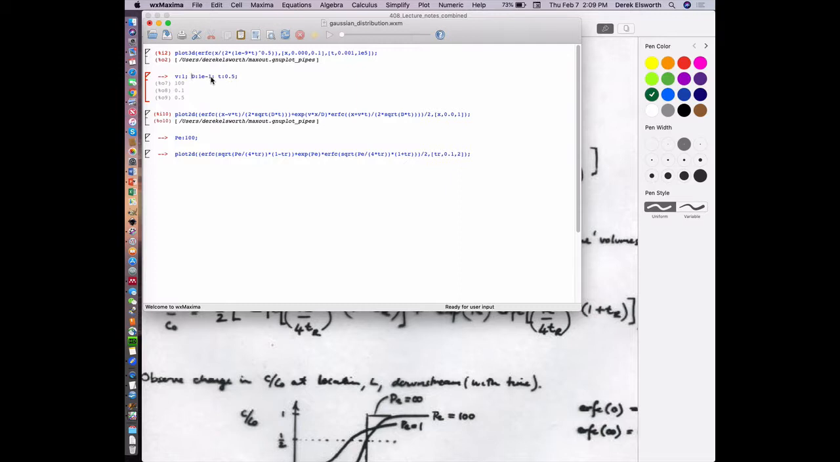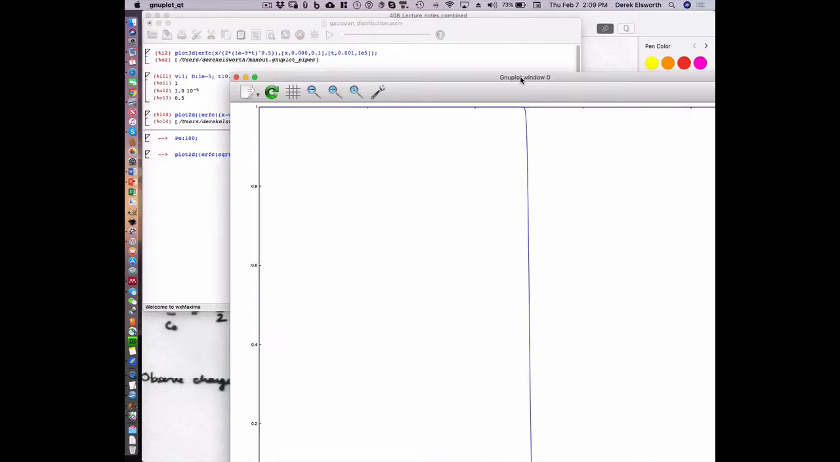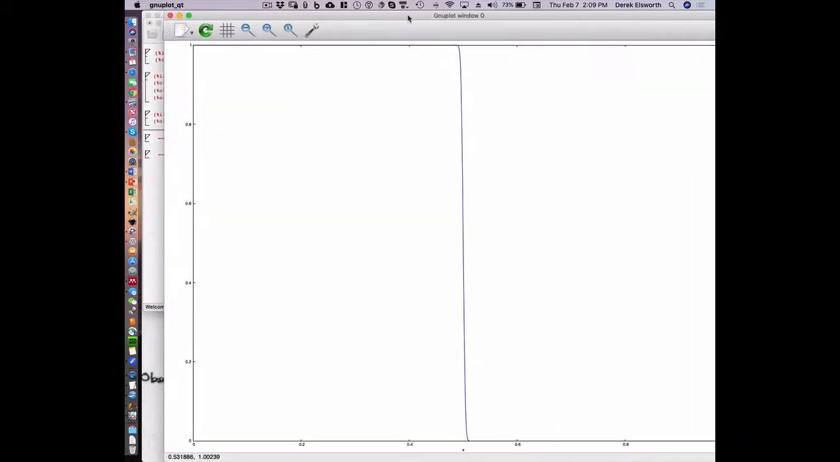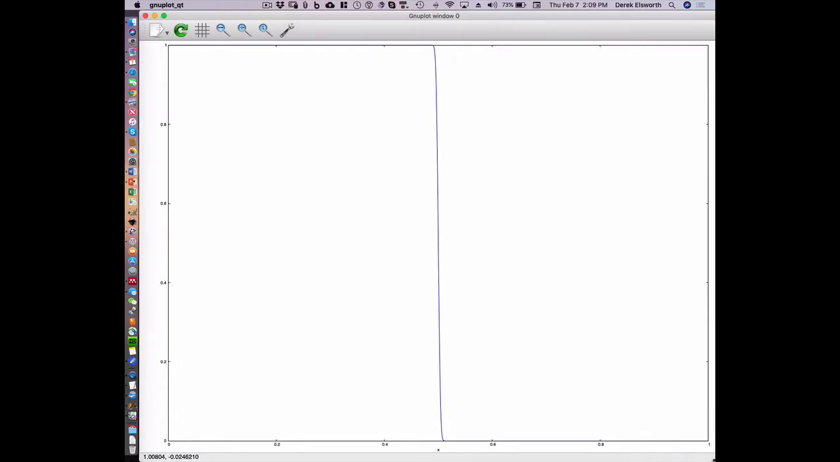So if we make the dispersion a very small amount, say 10 to the minus 5, then what do we expect that plume might look like? That seems to make some sense, right? I think, hopefully. Try and get it on here.